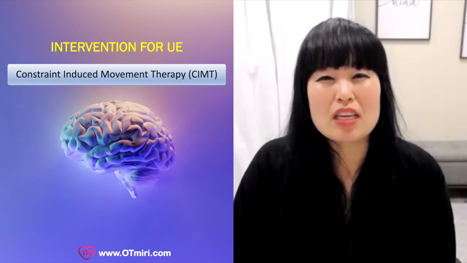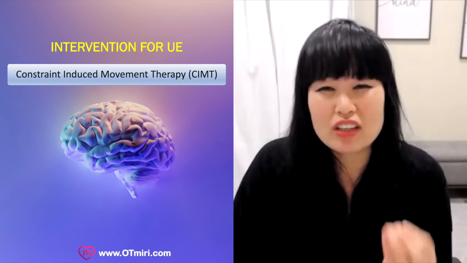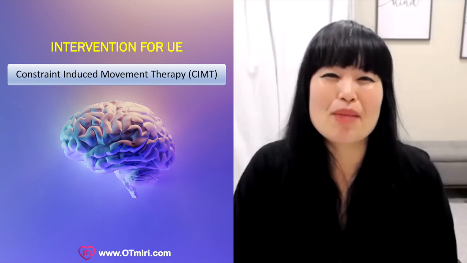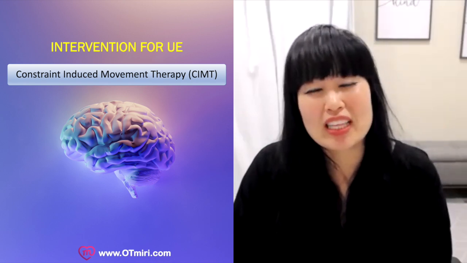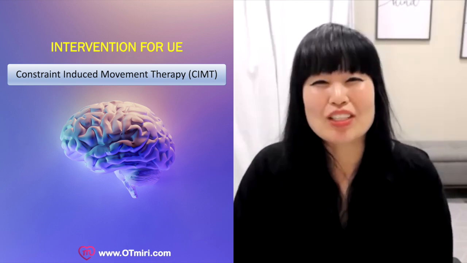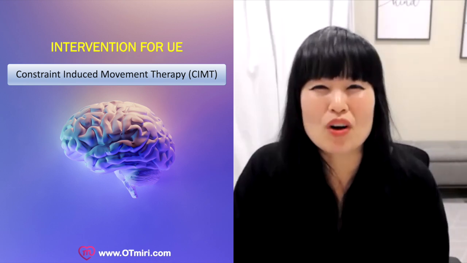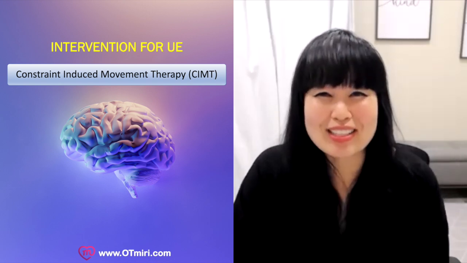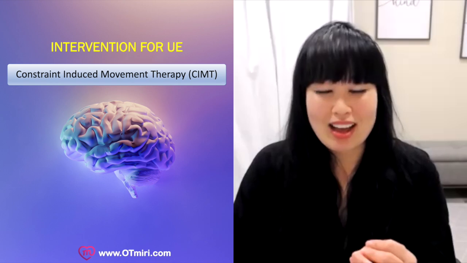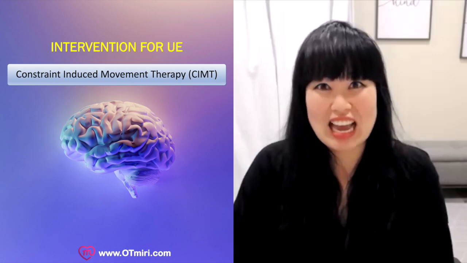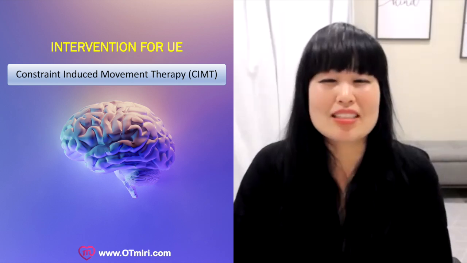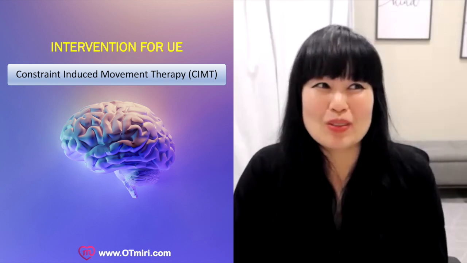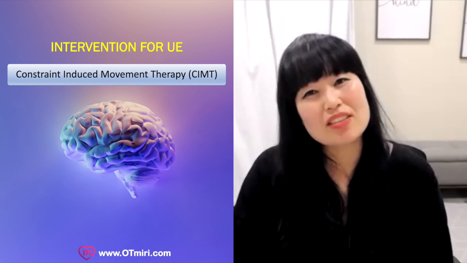So CIMT works to reverse the effects of learned non-use by essentially forcing you to use the affected limb. And it does that by physically constraining or restraining the unaffected arm, and intensively training the weaker arm by using it to perform daily functional tasks. And this, you guys, is a very intense and structured program. I mean, you're wearing the mitt on the unaffected arm like 90% of waking hours, with 6 to 7 hours of intense therapy a day for about 2 to 3 weeks. So it's not for the faint of heart.